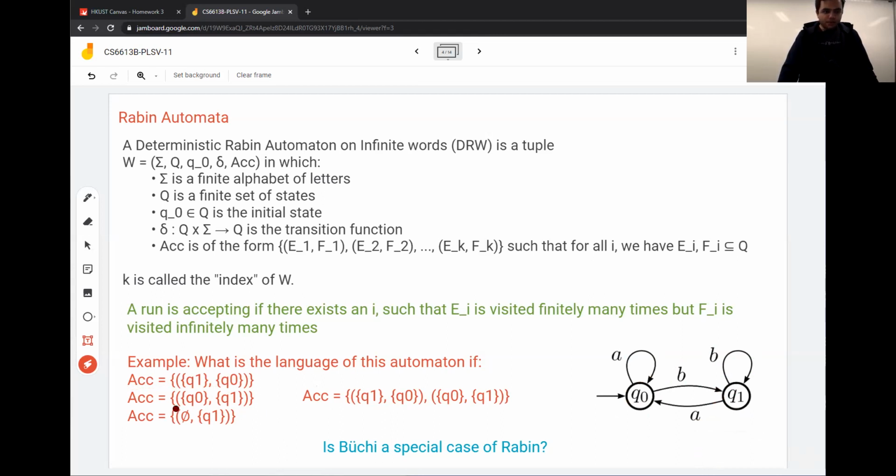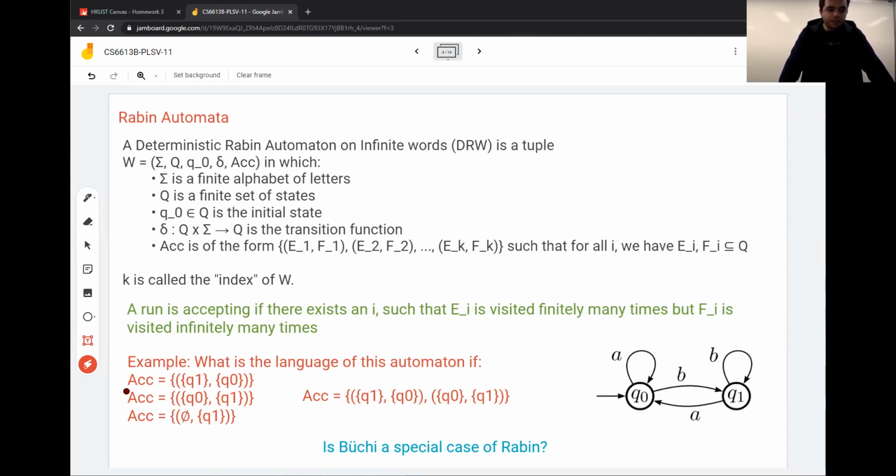And what happens if we swap the two? What happens if my pair is Q0, Q1? So I want to visit Q0 finitely many times, but Q1 infinitely many times. And this is just the same thing. It's finitely many As, right? Okay.